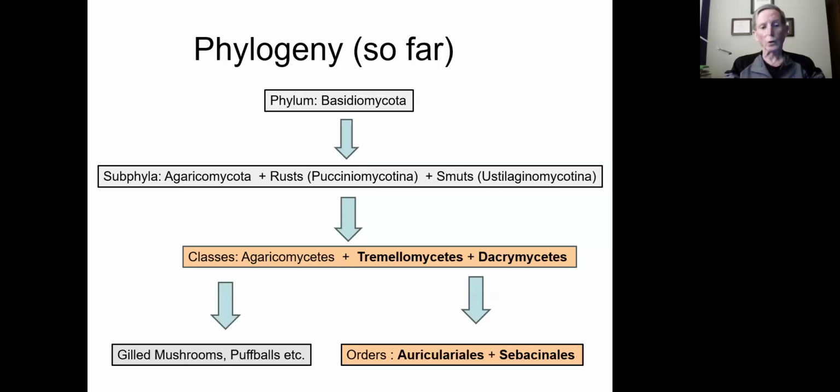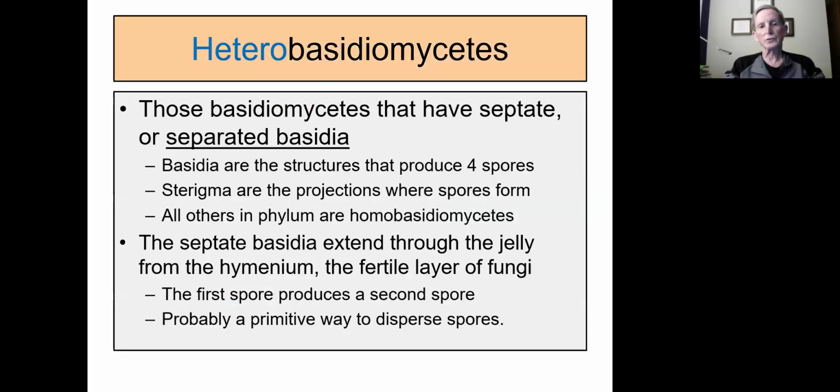And then you go down one more level and you get to the orders. Under the Agaricomycetes, you've got all the gilled mushrooms, puffballs, all the other orders are under there. And then separately from them, you've got the order Auriculariales. You may remember that from the tree ear. And this other one called Sebacinales, which I don't have any examples of because it's fairly obscure around here.